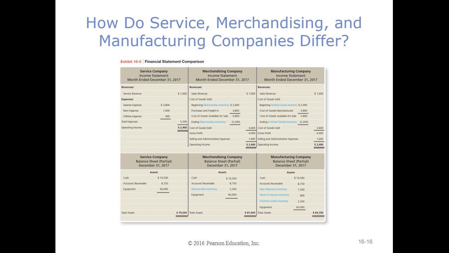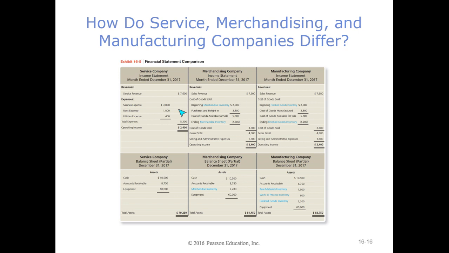So for a service company, we have our service revenue on our income statement, and then we subtract out our expenses. We have salaries expense, rent expense, utilities expense. Remember when we worked on our assessment last time, I was telling you your revenue will go here on the right. If you had more than one type of revenue, you would have a subline on the left-hand side. But in this case, we only have one revenue account.